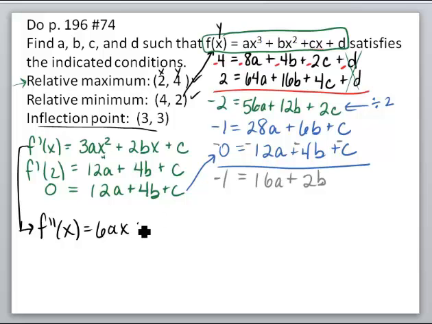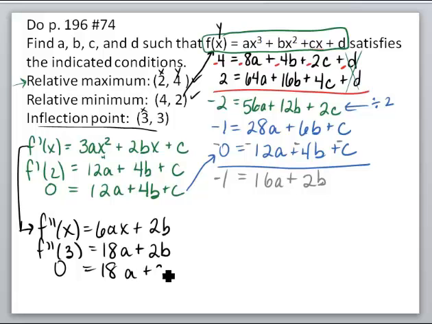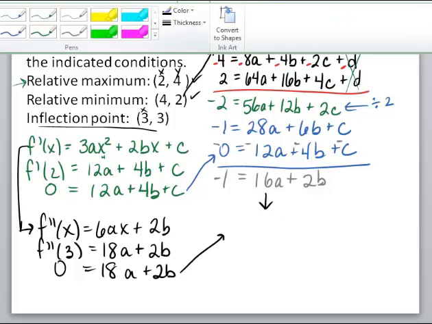I'm going to take the second derivative here, and I get 6ax plus 2b. Now working with that, I'll be able to say, at 3, the point of inflection occurs when x is 3, I have 18a plus 2b. Well, we know that the second derivative would be equal to 0 at this value. So finally, I have something that I can work with, where I can put this one and this one together and solve those simultaneously.